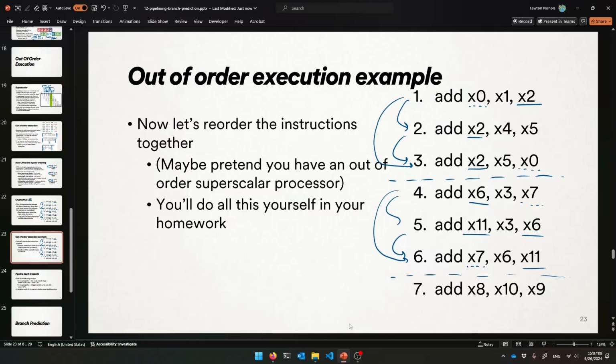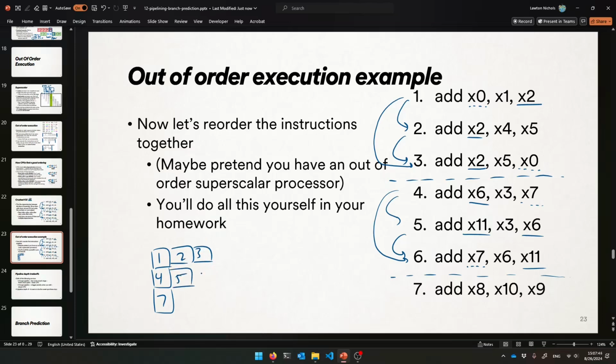1 and 4 could happen at the same time, right? Because they don't touch each other's registers. And then 7 can also be happening at the same time as 1 and 4 because they're not touching each other's registers. So these guys could all be happening at once. Just pretend it takes the same amount of time for all of them. And then 1, 2, and 3 have to go in order: 1, then 2 has to happen after 1, then 3 after 2, and then 4, 5, and 6 have to be in order.